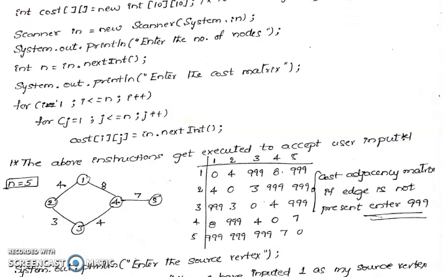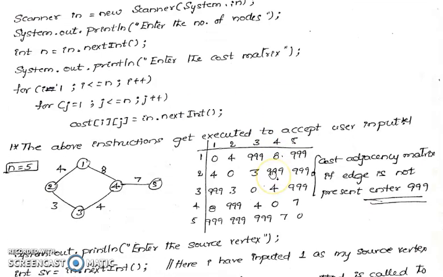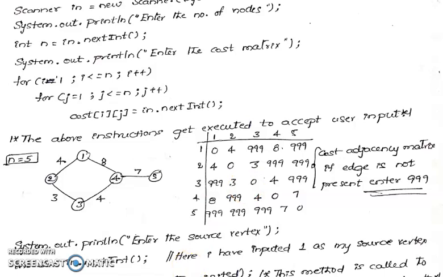System.out.println, enter the source vertex. So read the source vertex. The source vertex information is available in the variable called SV. So SV stands for source vertex, that in short I have written as SV. Okay, integer SV is equal to in dot next int.